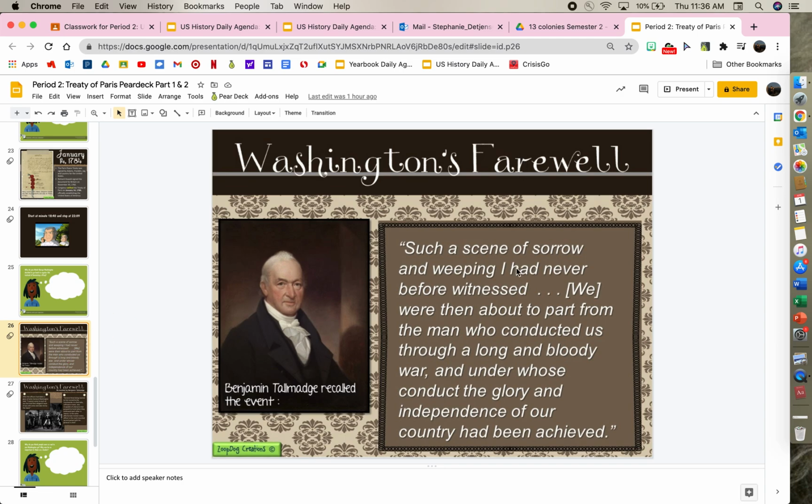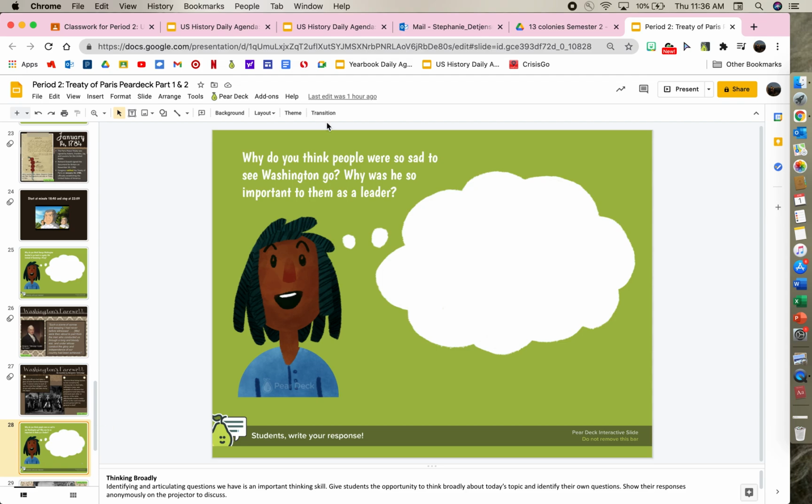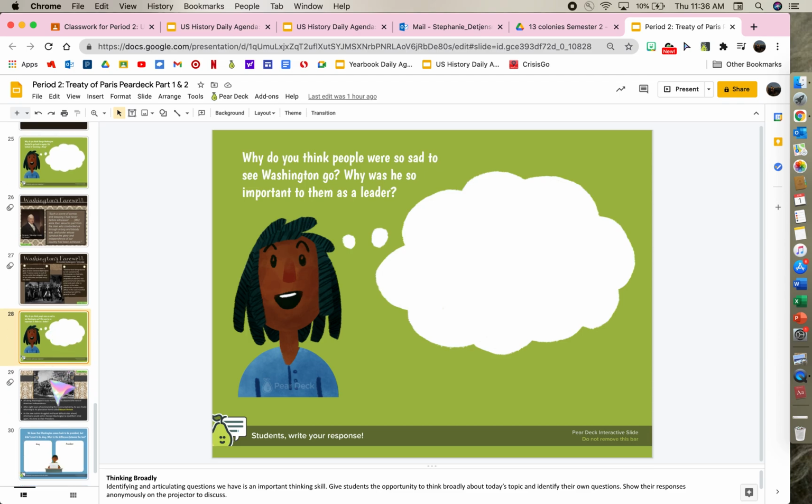Then you're going to read about people's experiences about Washington's farewell, how he was saying goodbye to the citizens and things like that. So you'll read about from like three kind of quotes that are explaining what happened. And then you'll answer this question: why do you think people were so sad to see Washington go? Why was he so important to them as a leader? So why would they be so emotional with him leaving?